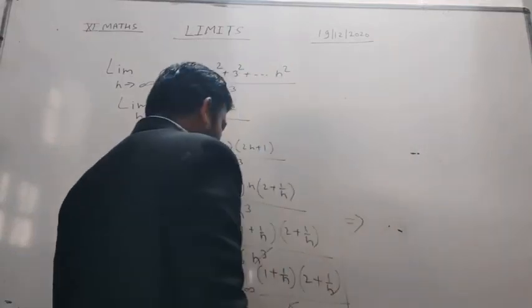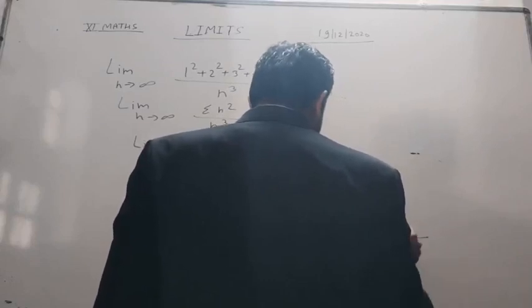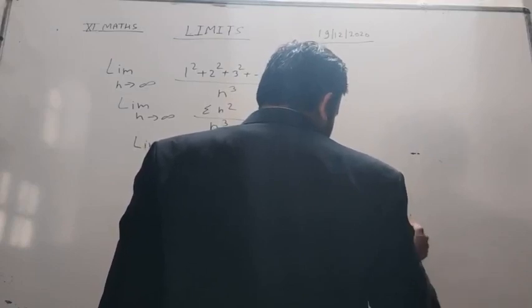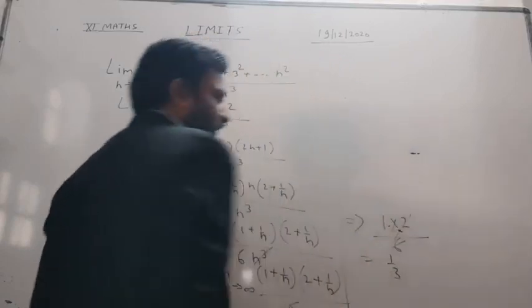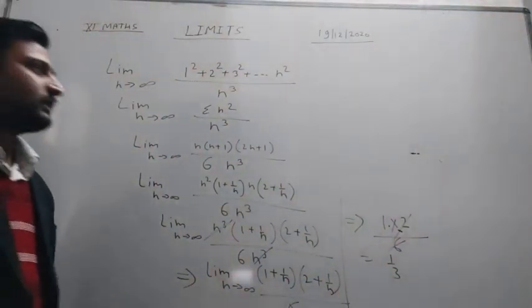So now when we put the value of the limit, we get 1 into 2 by 6, so it will change to 1 by 3. So 1 by 3 will be our required result. I hope you understand, students.